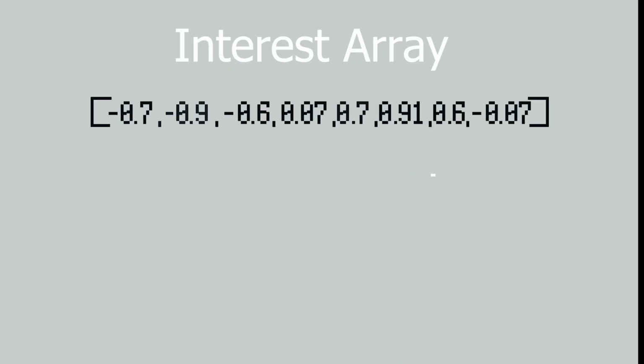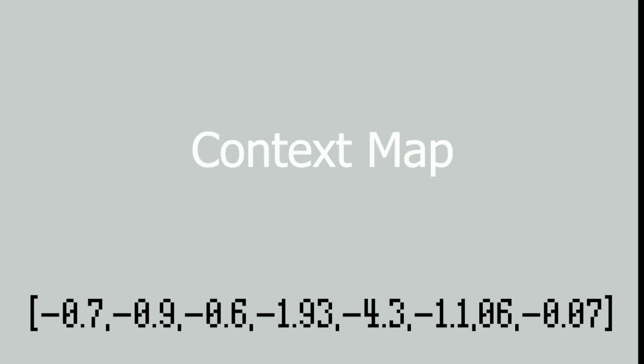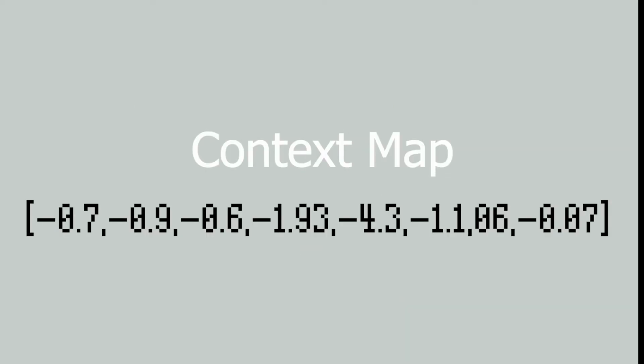So we now have an interest array and a danger array. And now what we're gonna do is subtract the interest from the danger, which will give us a new array, which I call the context map. So the highest value in this context map corresponds to the best direction, which takes into account the interests and the dangers.